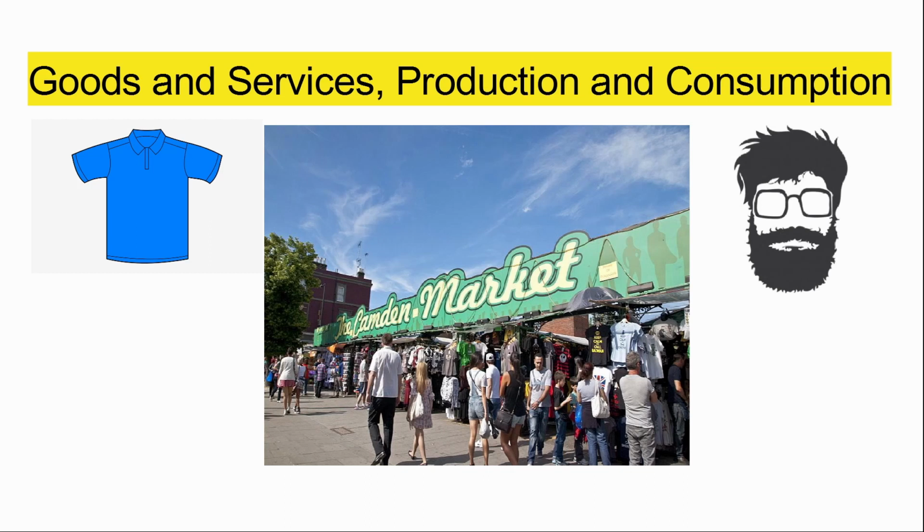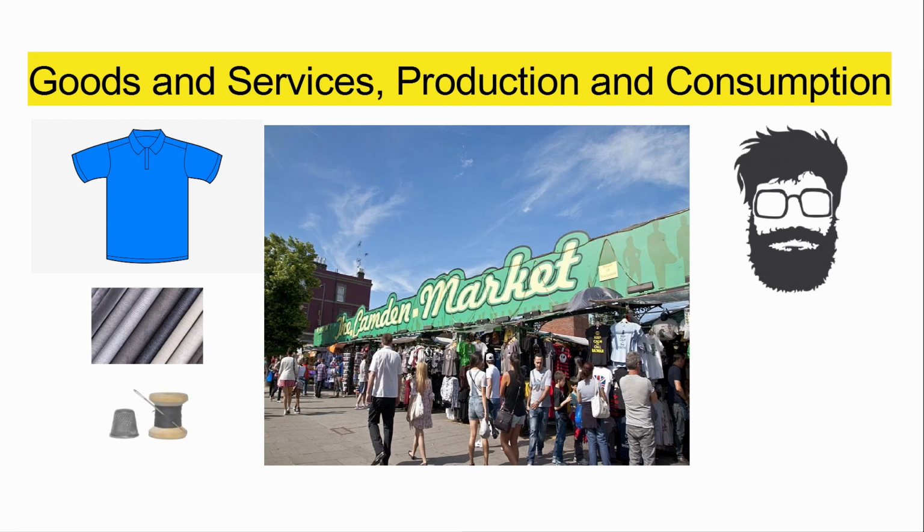To illustrate, I go to the market to buy a shirt, and while I'm there I also get a haircut. The shirt is an example of a good because there were raw materials that went into producing it, like cloth and thread. The haircut, on the other hand, is a service. It is something which I benefited from personally, but I cannot transfer it to anyone else.